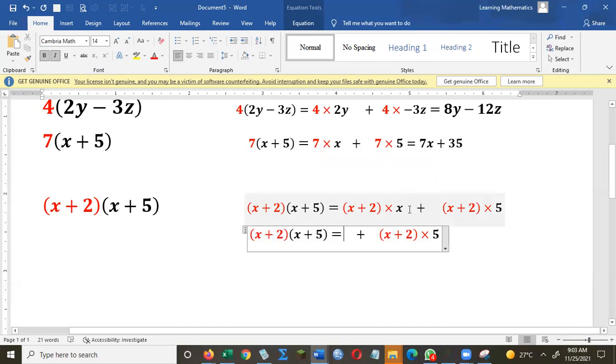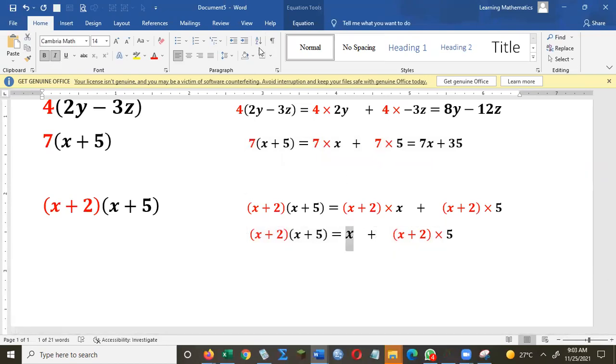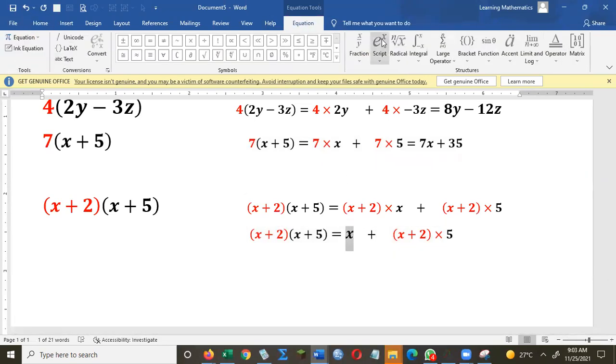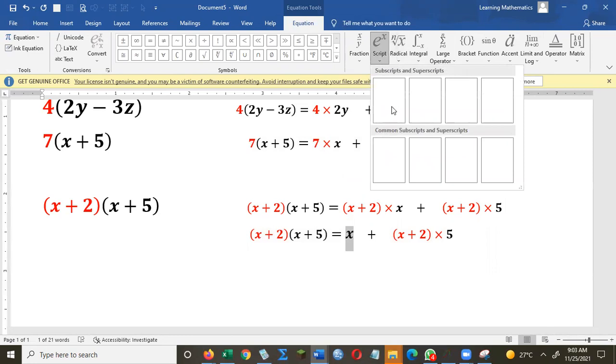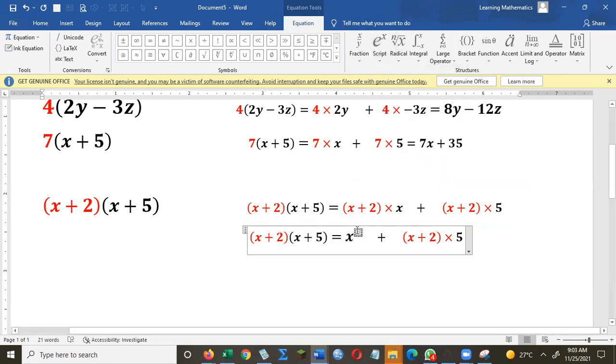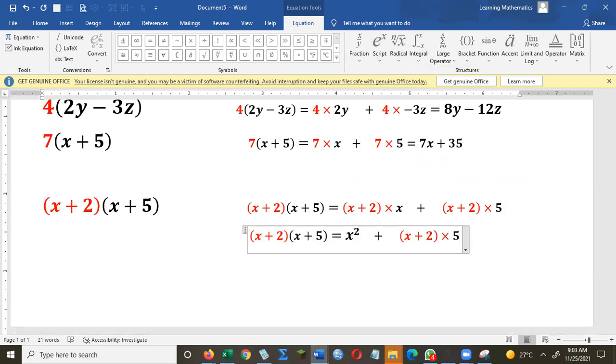There are different ways of doing the same thing, you know. So x times x is what? x times x is x squared. So that's where the quadratic appears now. And what is x times 2?